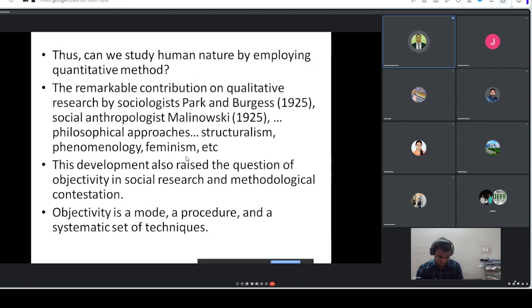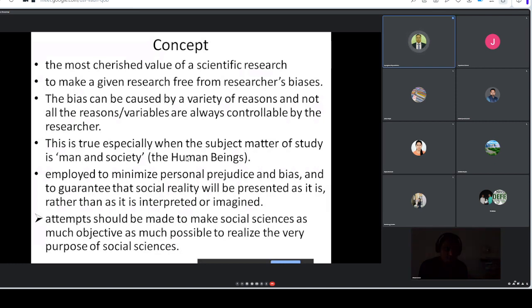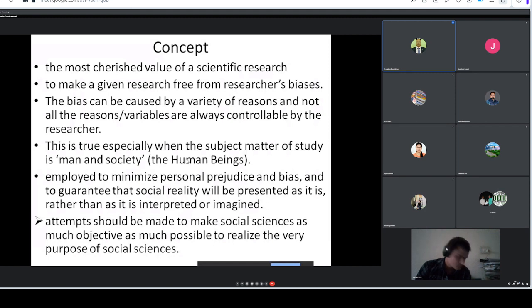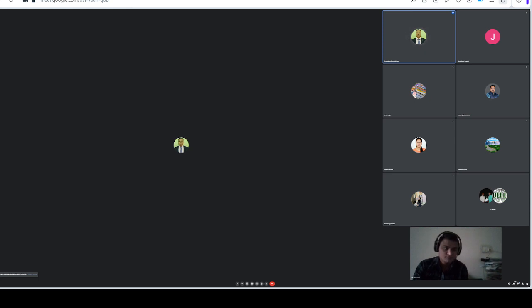Okay, so let's go to the concept. When we talk about objectivity, the first and foremost thing is that objectivity is one of the most cherished values of scientific research. And as you know, bias can come from different reasons, or maybe different varieties, or because of different variables.